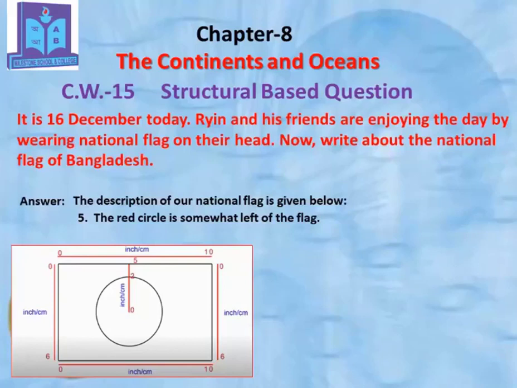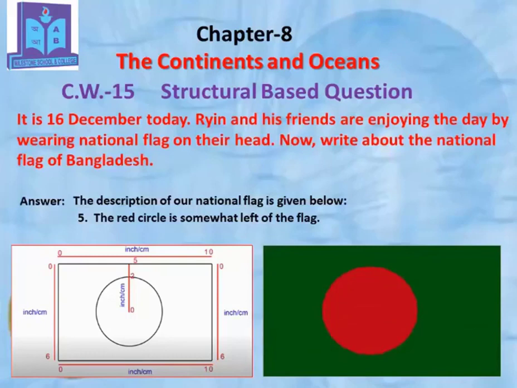a little bit left side. Can you see? This is a little bit left side of the flag. And here in the national flag also you can see that the red circle, this is a little bit in the left side of the flag.